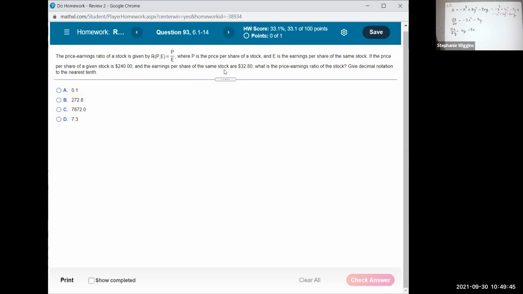Same thing here, you just plug in the price and the E and do your calculation. P divided by E. So you're going to take 240 divided by 32.8. Real simple. Same thing.